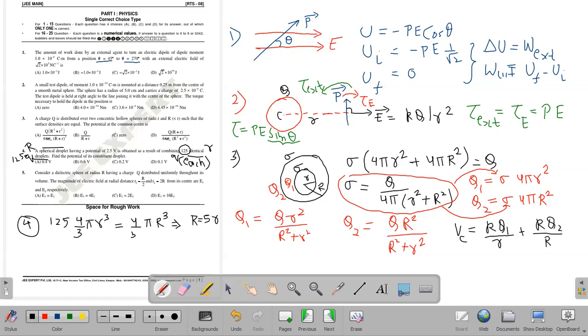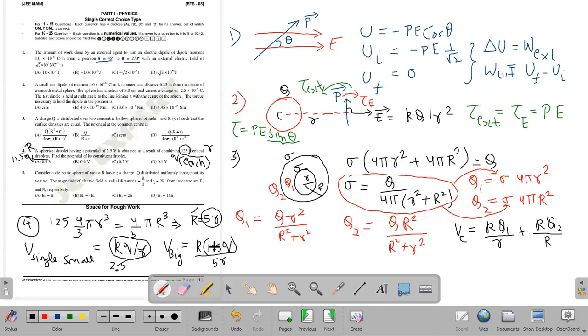Therefore, the potential for a single small droplet can be written as K times the charge on that droplet, small q, divided by small r. Whereas the potential of the big drop, obtained after combining these 125 droplets, will be K times the total charge, 125 q, over the radius of that single drop, which is capital R, 5 times small r. And this value is given as 2.5. 2.5 is the value for this expression.